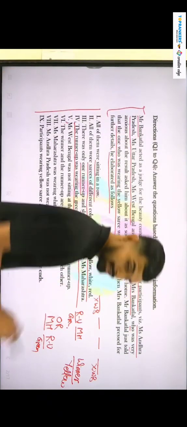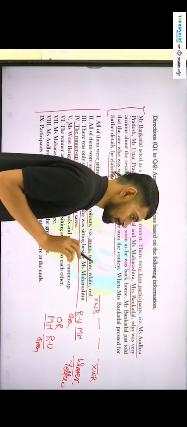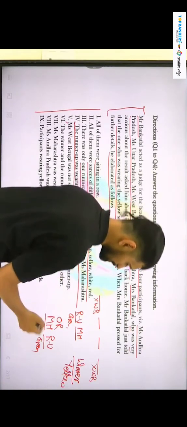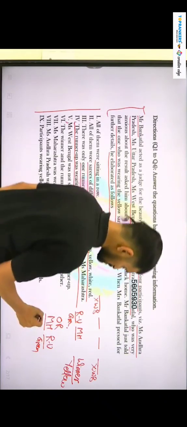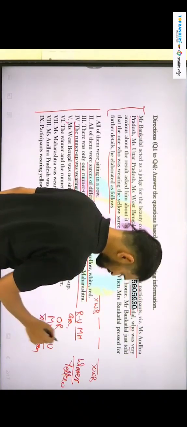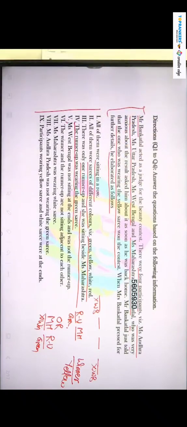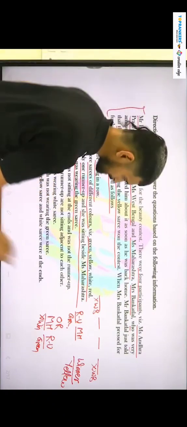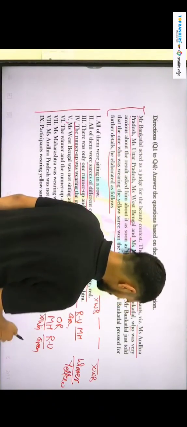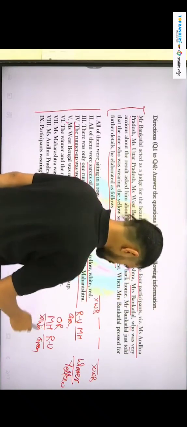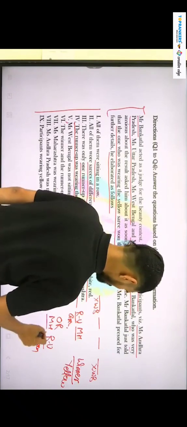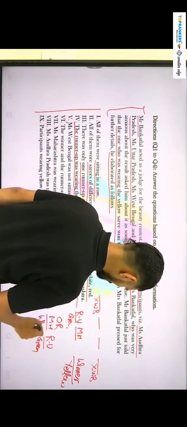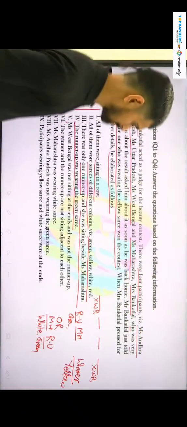So definitely, winner and runner-up. So Miss Maharashtra is not winner because runner-up ke beside Miss Maharashtra. So Miss Maharashtra is not winner. Miss Maharashtra was wearing white sari. So we also know that Miss Maharashtra is wearing white sari. Fine.